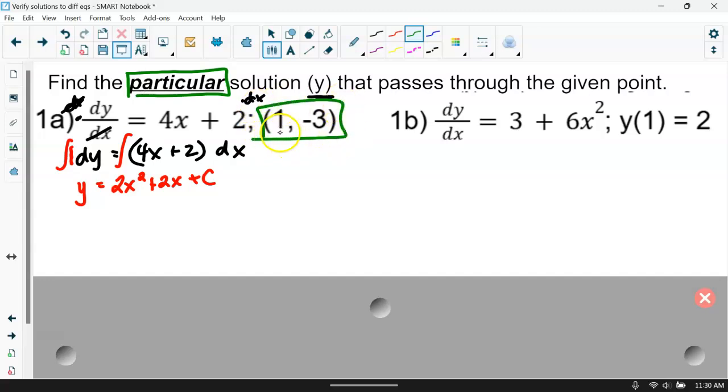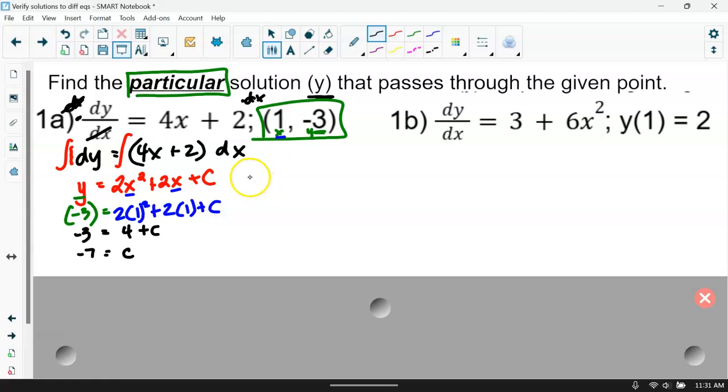That's where the point comes in. This is your x and this is your y coordinate. So what are we going to substitute for y? -3. So -3 is equal to, and for x we substitute 1, so 2 times 1 squared plus 2 times 1 plus c. Now simplify: -3 is equal to 2 plus 2, which is 4, plus c. What does c have to be to get us -3? If you subtract 4, that's fine, c is -7.